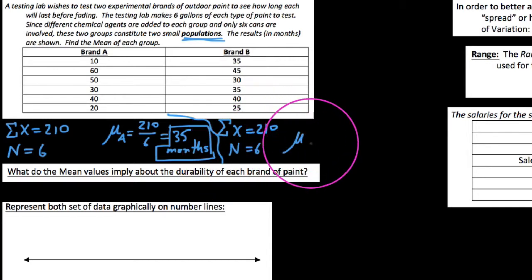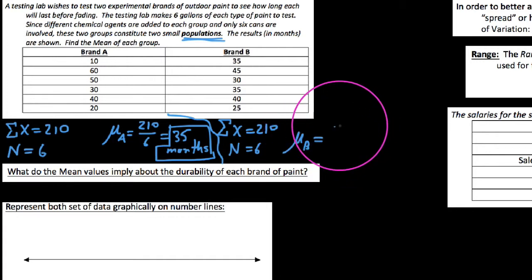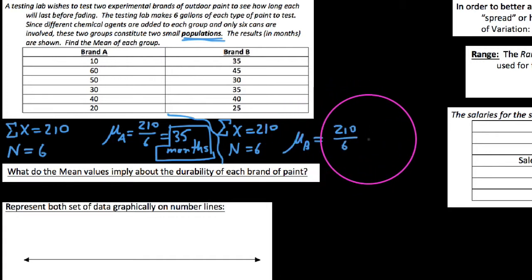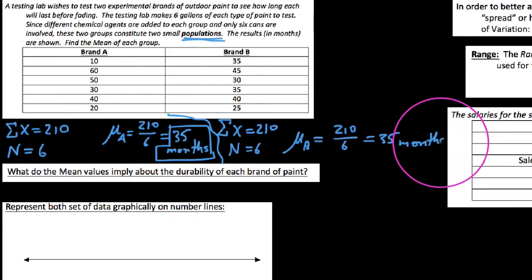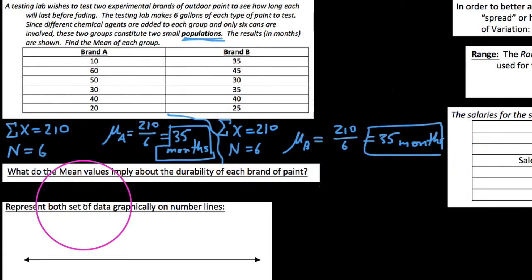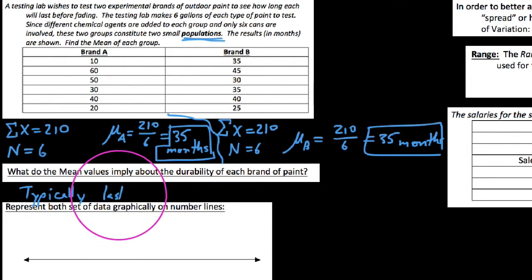And so the mean amount of time it'll last before fading for brand B would be 210 divided by 6, which is exactly 35 months. So when I ask, what do the mean values imply about the durability of each brand of paint? Essentially, they, on average, or typically, last the same amount of time.